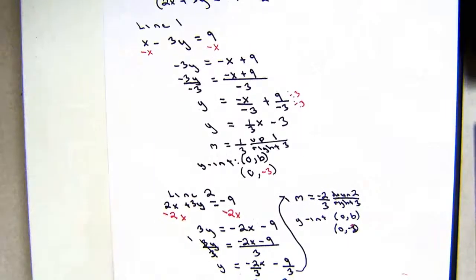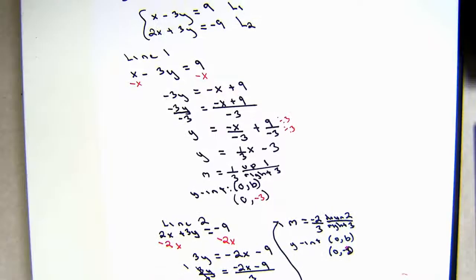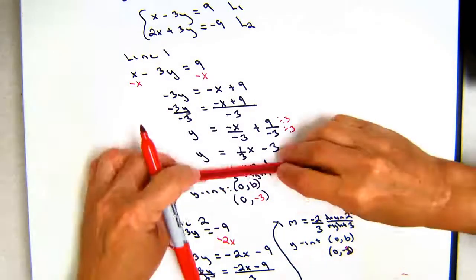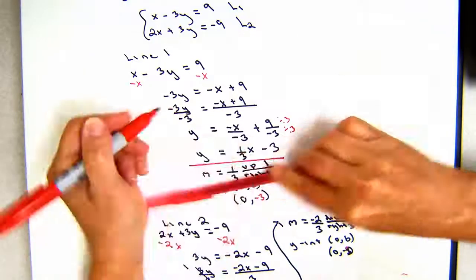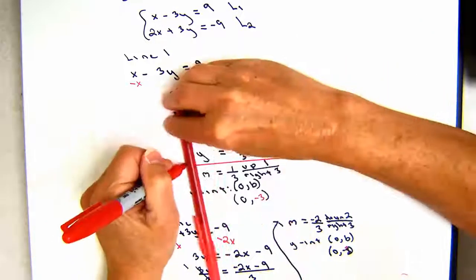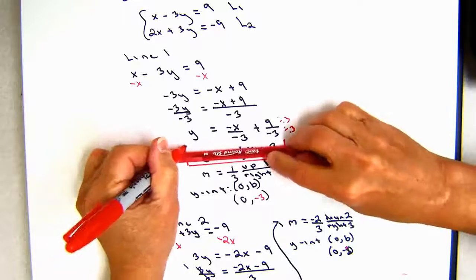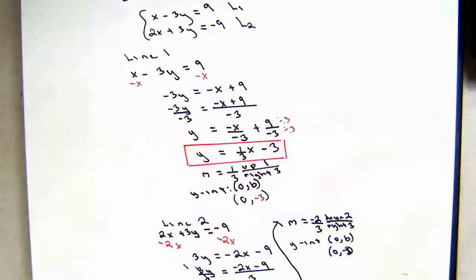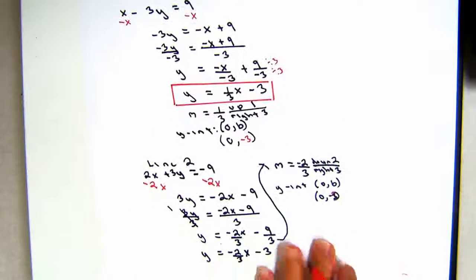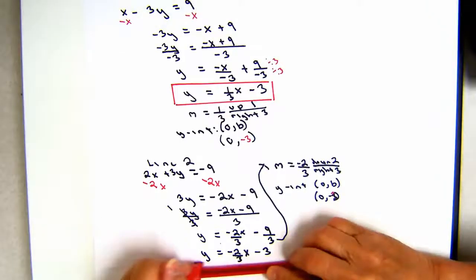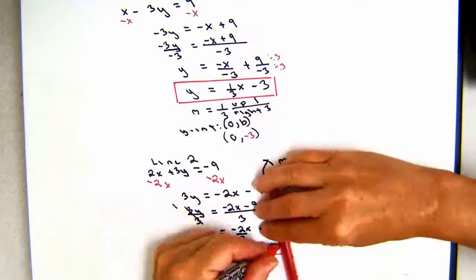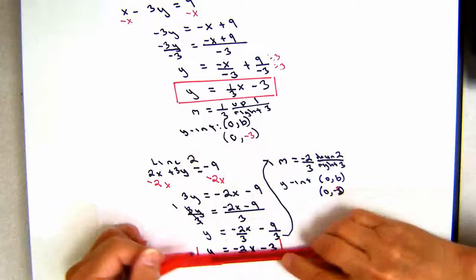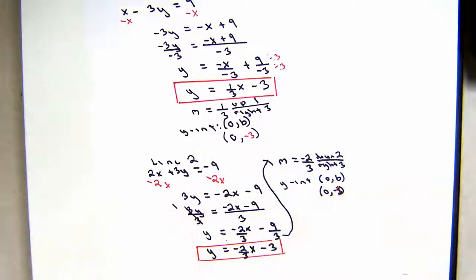So again, first thing you have to do is solve for y. Put them in slope-intercept form. And let me just box that in. This one's in slope-intercept form, which is y equals mx plus b. And then we can do the same thing on the second one. We got it in the form of y equals mx plus b. So this was line 1, and this is line 2. And then we write down what the slope is.